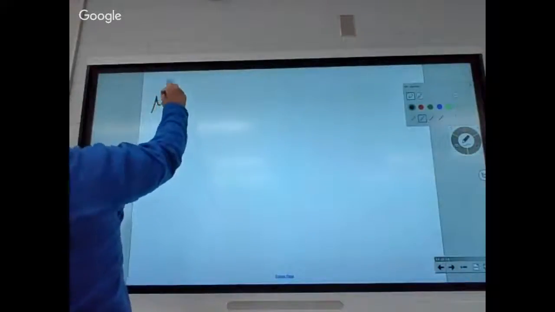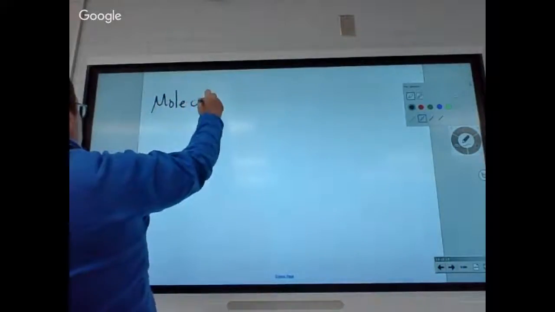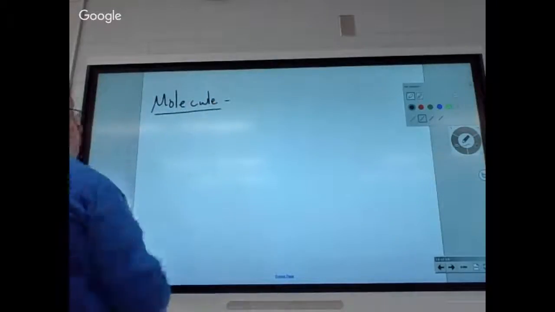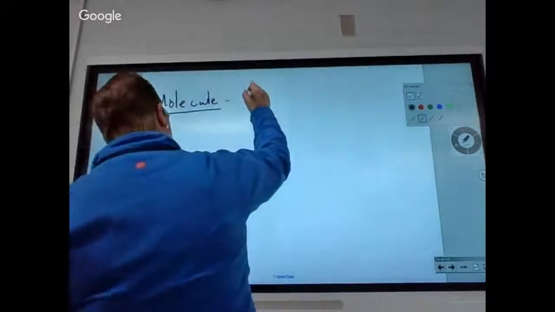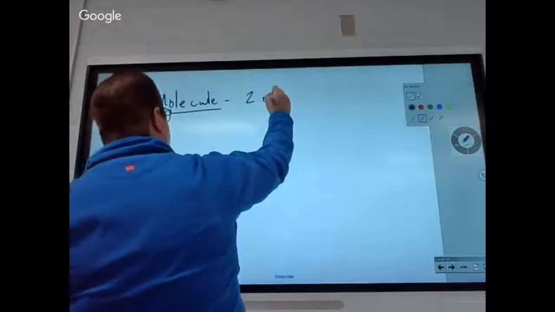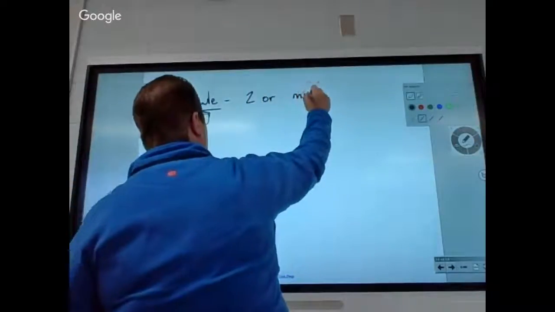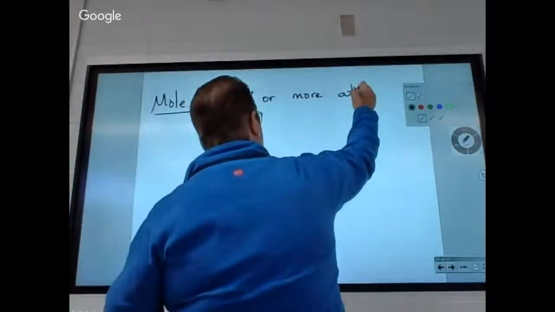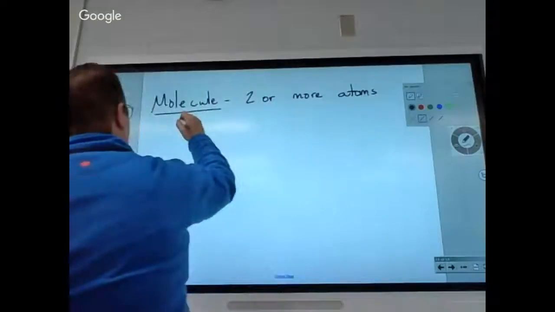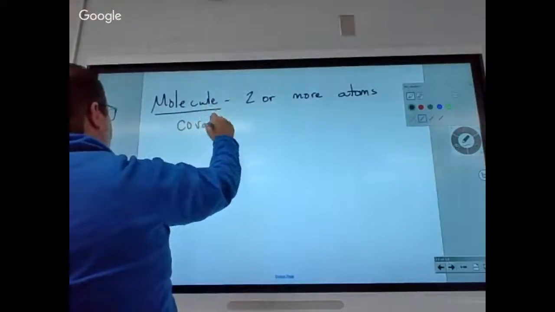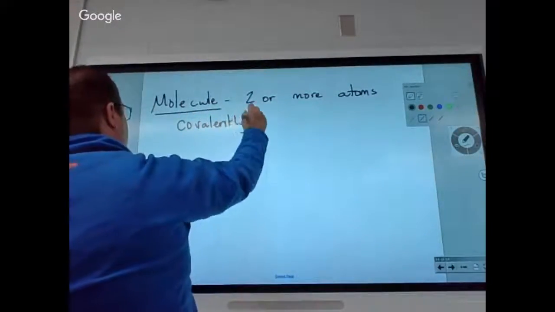What is a molecule? Two or more atoms covalently bonded.